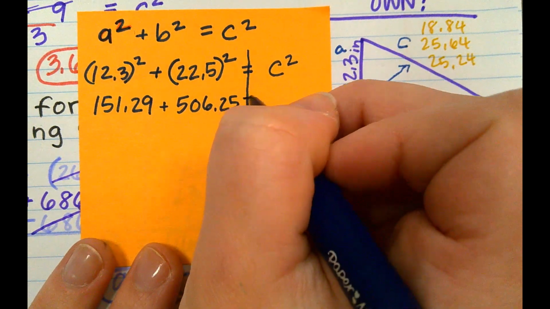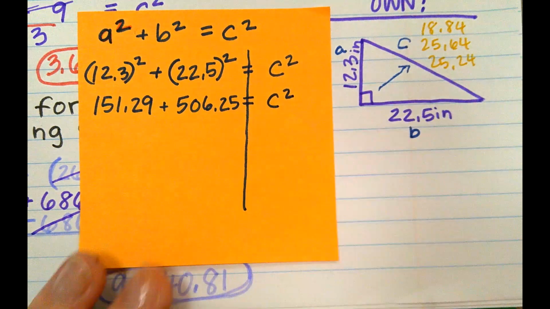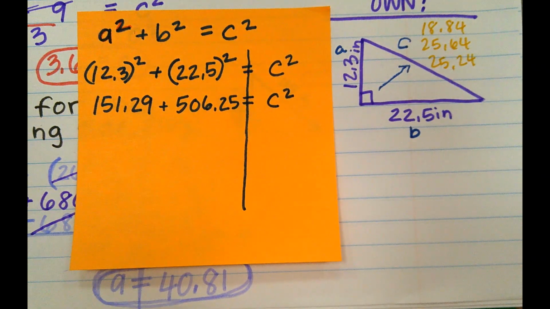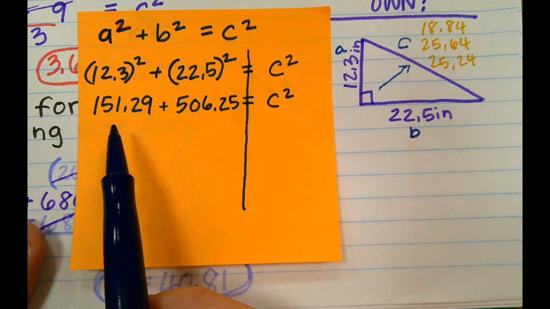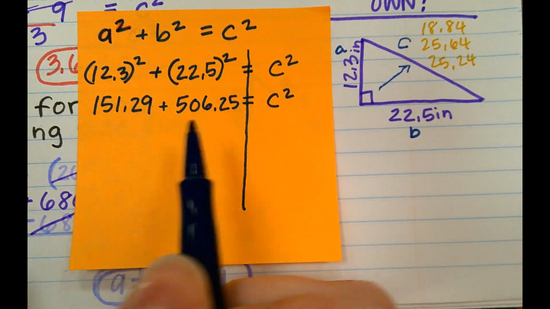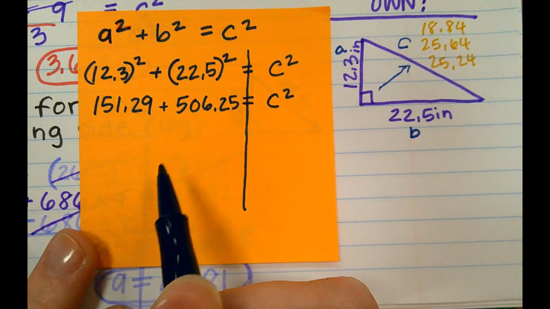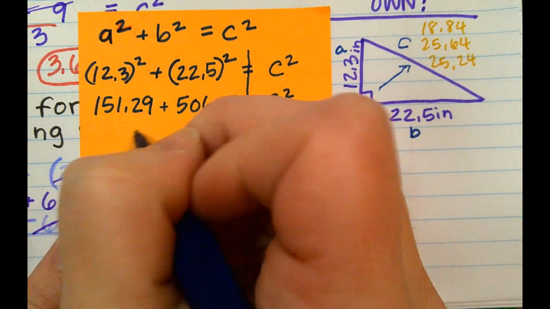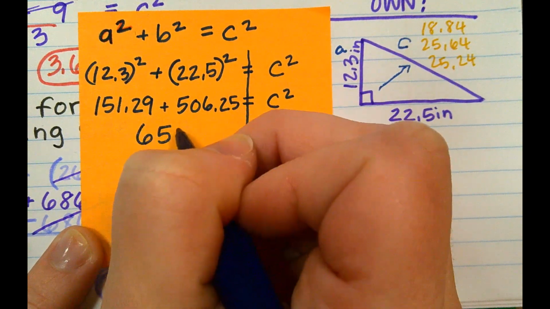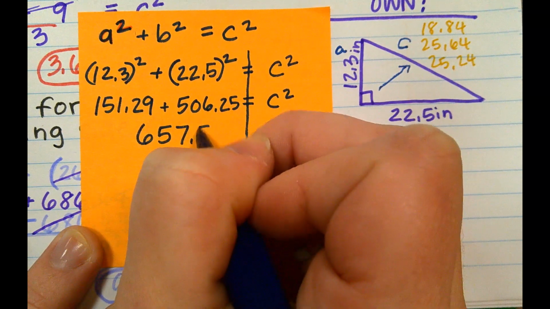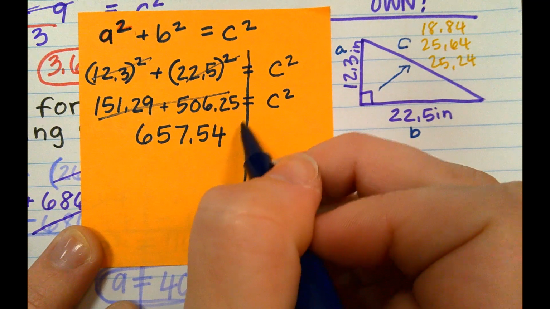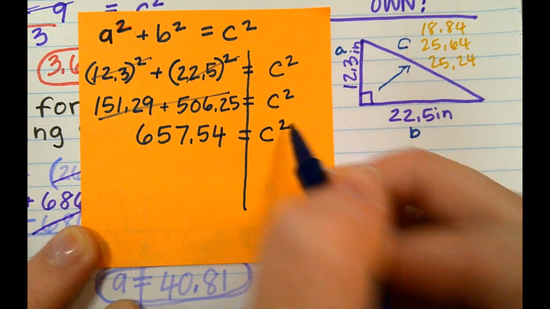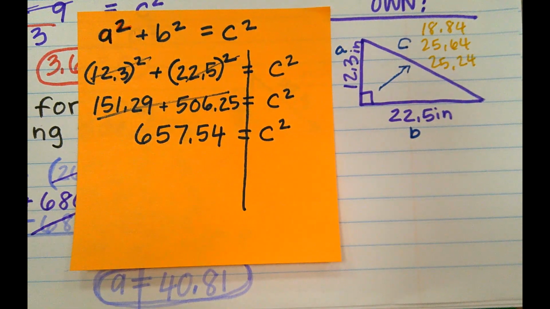So now we just bring everything down, equals c squared. And now what? Add them together. What do we get when we add these numbers together? 657.54. Good. 657.54 equals c squared. And there's just one more step. What do we do now?